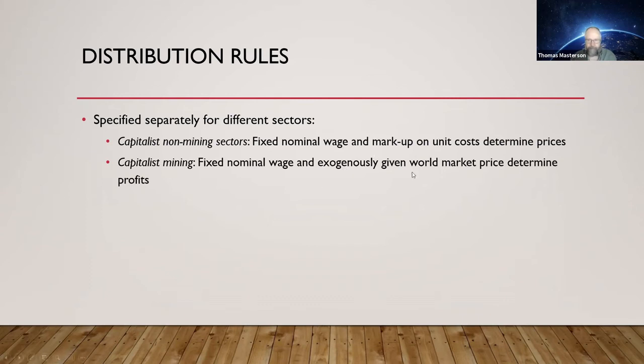For the capitalist mining sector, the nominal wage and exogenously given world market price determine profits. So the non-mining sectors are more or less assumed to be using domestic prices, and the mining sector, since it's mostly for export, is assumed to be using world market prices. For the own account sector, we use a fixed own or family wage.